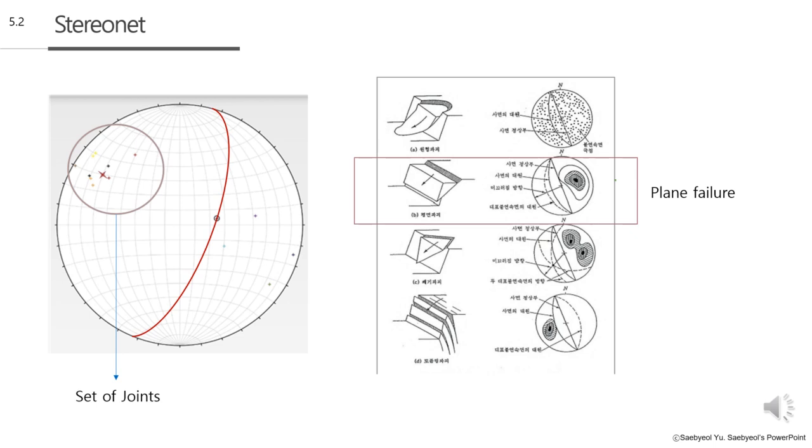The circled region highlights the group of joint orientations derived from the data. These joint sets represent consistent patterns in the rock structure. By projecting the set of joints onto a stereonet, we can estimate the failure type. It is a plane failure where the critical combination of joint orientation and slope inclination may lead to sliding failure. By correlating the stereonet data with failure mechanisms, we can assess the stability of the geological system and implement necessary intervention.